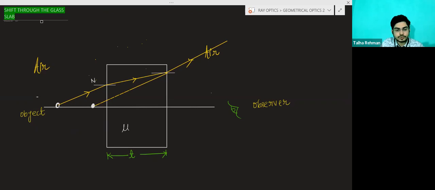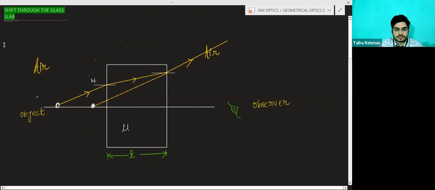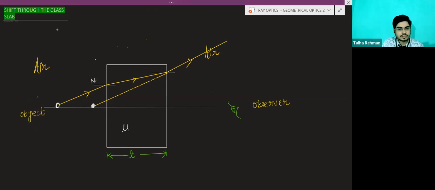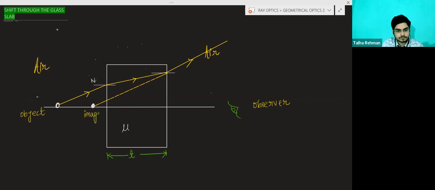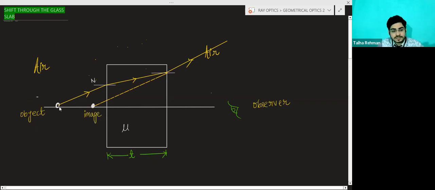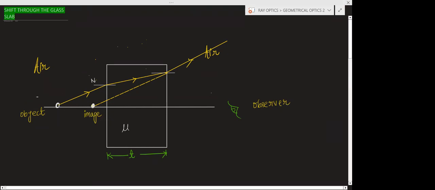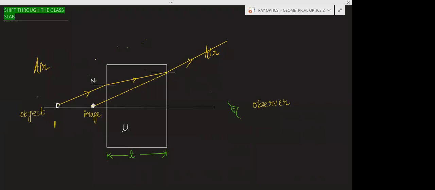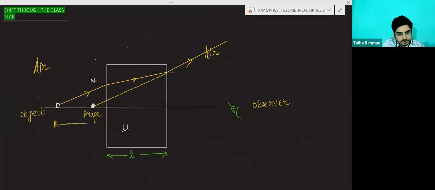So when you produce this ray in the backward direction, the image will form here. This is the image. Now the object is present here, and to this observer, the object appears here. So this distance is known as the shift. Shift is represented by S.